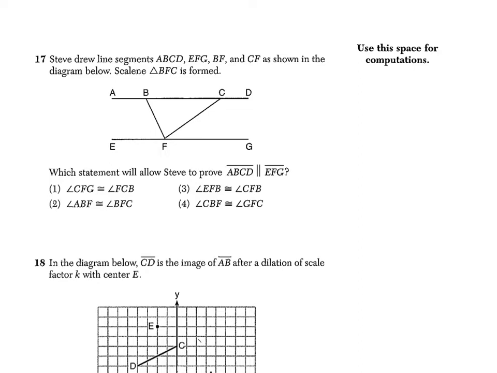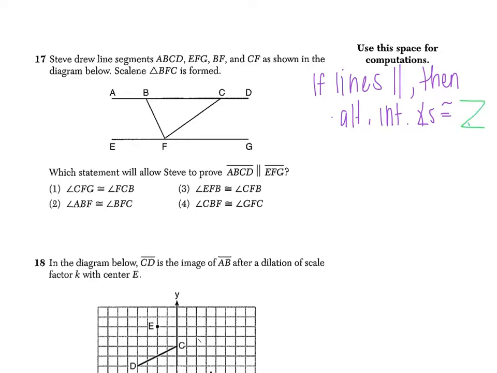And you can see here that we're talking about a bunch of angles being congruent to each other. We need to remember that if lines are parallel, we get a bunch of congruent angles. If lines are parallel, then alternate interior angles are congruent. And if we think about alternate interior angles, they are formed out of the letter Z. We also find that corresponding angles are congruent.